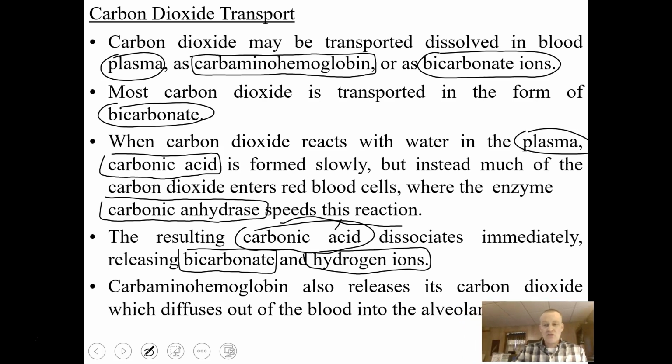Another way that carbon dioxide can be transported is by forming carbaminohemoglobin. It joins with the hemoglobin molecule, and this carbon dioxide will be released once the blood gets to the respiratory membrane in the lung, and it'll basically be taken outside of the body and exhaled.